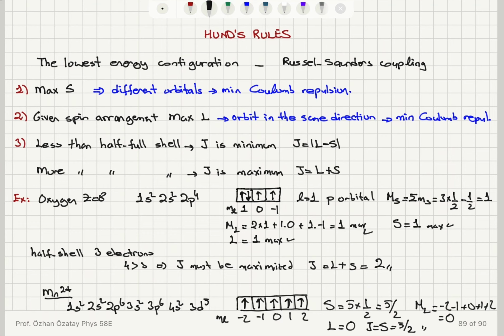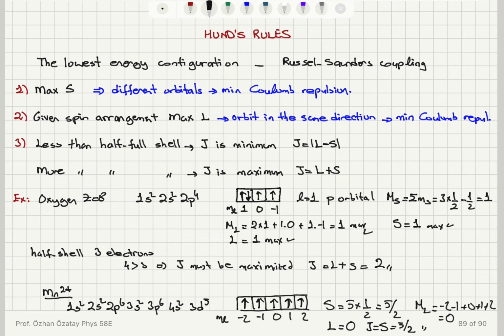We have given examples. We talked about oxygen. Oxygen has 1s2, 2s2, 2p4 configuration, 6 valence electrons, but we have a more than half full shell, so J has to be maximized. So maximizing S, we place the electrons in the 2px, 2py, 2pz orbitals, which have m sub L equals 1, 0, minus 1. All spins pointing in the same direction to maximize the total spin, and then the last one will be placed in m sub L equals 1 in order to maximize L. So this gives J equal to 2 as the maximum value.